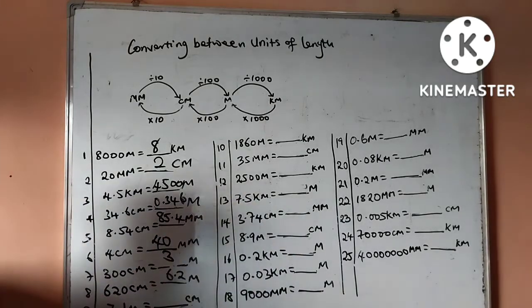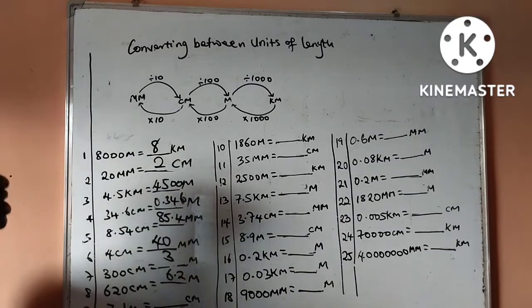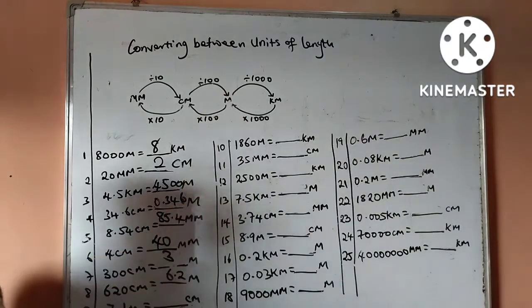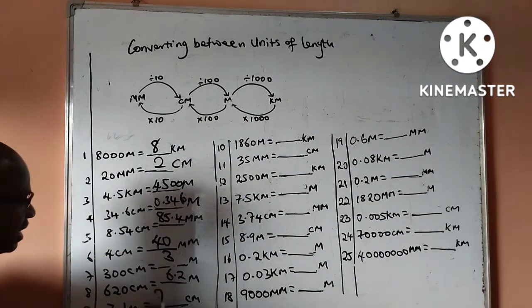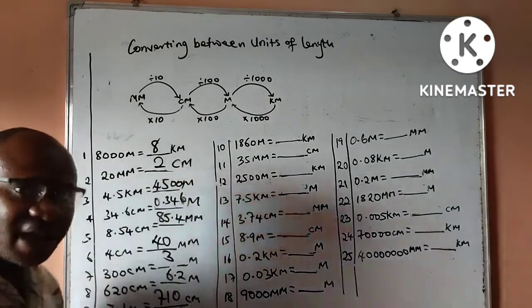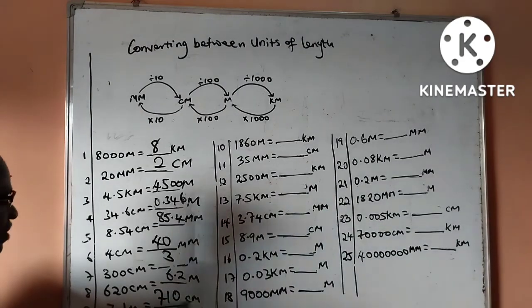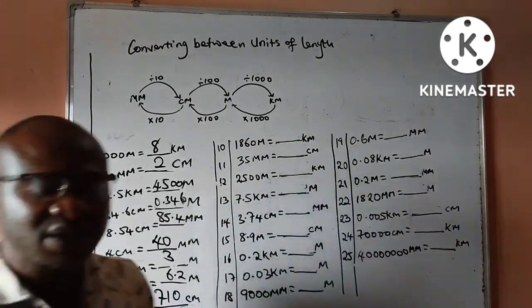We want to convert 7.1 meters to centimeters. 7.1 meters to centimeters. So we are multiplying by 100. So what will be your answer? Mine is 710 centimeters. So 7.1 meters is equal to 710 centimeters.